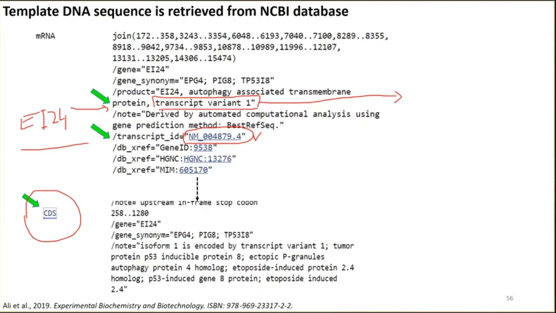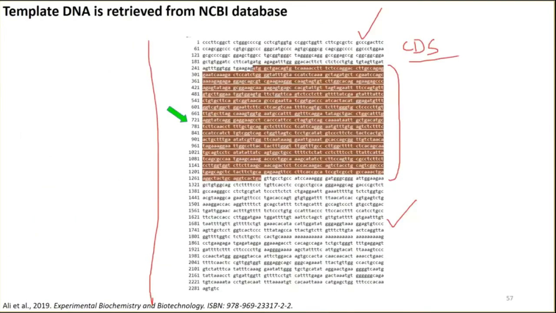So the identification of the coding sequence is this one. After clicking the CDS on the NCBI, this coding sequence becomes highlighted, and its identification is this one. It starts from the ATG and it stops at the TGA or TAG. TGA is a stop codon and ATG is the start codon.